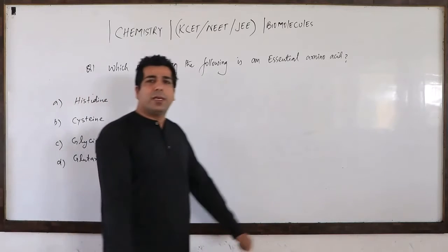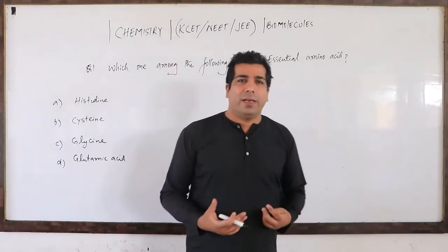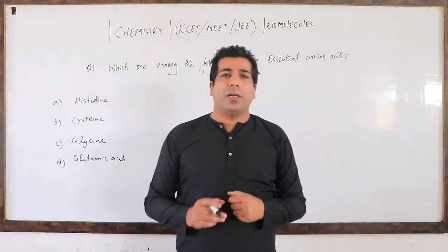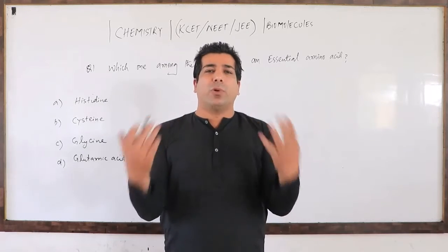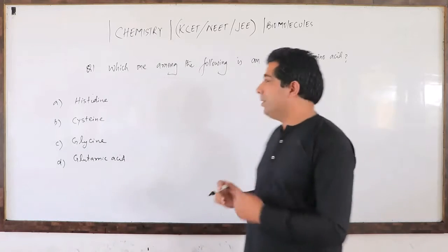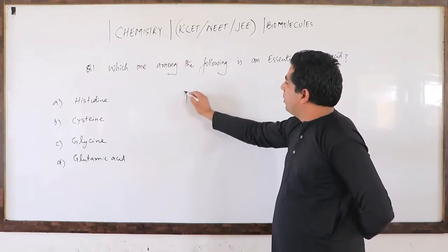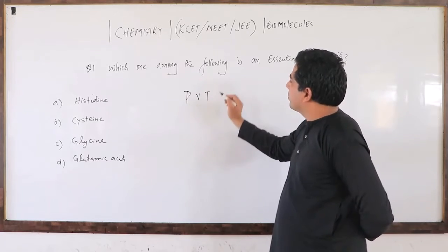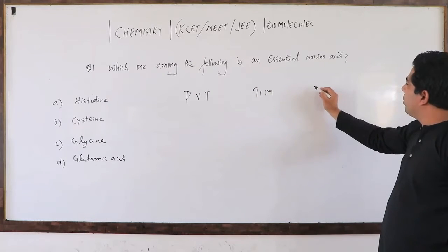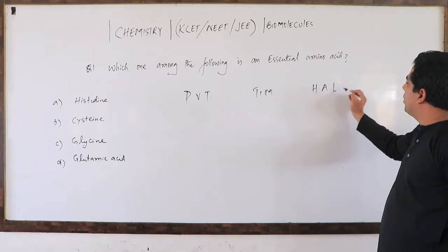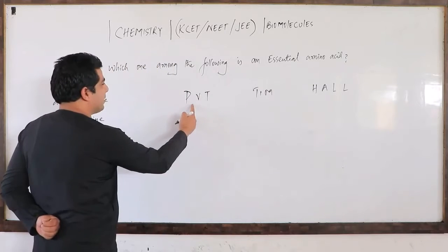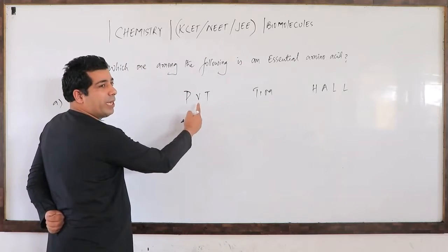My dear friends, when we were dealing with the theory regarding the biomolecule chapter, I told you to remember one mnemonic by which you can do this question in a flash, in very less time. Have a look. I told you should remember this mnemonic: private, time, hal. So this mnemonic you have to remember: private, time, hal. What is this private, time, hal? These all are basically essential amino acids.